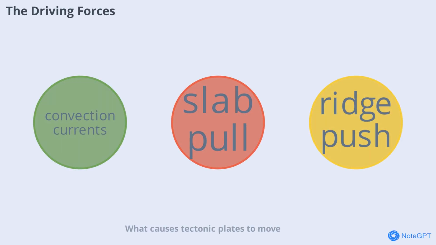What causes tectonic plates to move? The answer lies in the heat from the Earth's interior. Convection currents in the mantle, created by the transfer of heat, push and pull the plates in different directions. Other forces such as slab pull and ridge push also contribute to the movement. These processes work together to keep the plates in constant motion, shaping the surface of our planet.